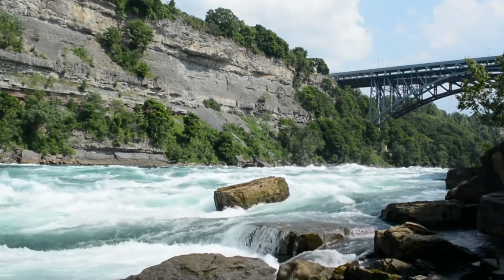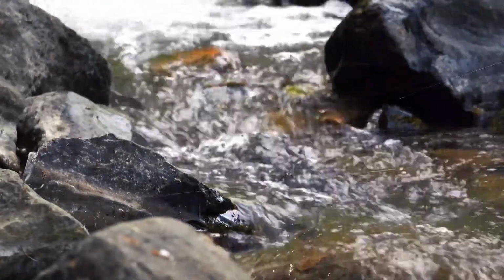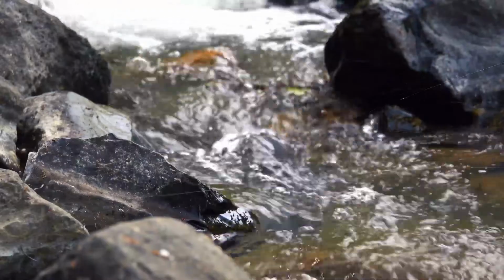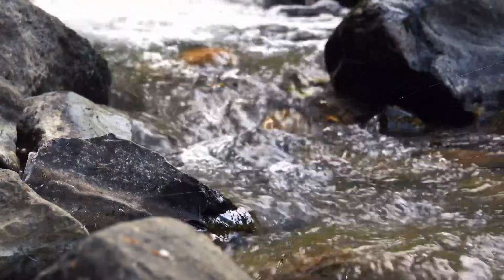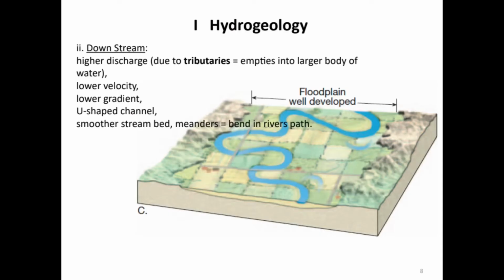The fast-moving water tends to erode straight downward, making a V-shaped channel for these rivers. And also the bottom of the river is really rocky. All of the smaller sand and sediment gets washed away, just leaving this rocky sediment, big chunks of rock and gravel on the bottom.